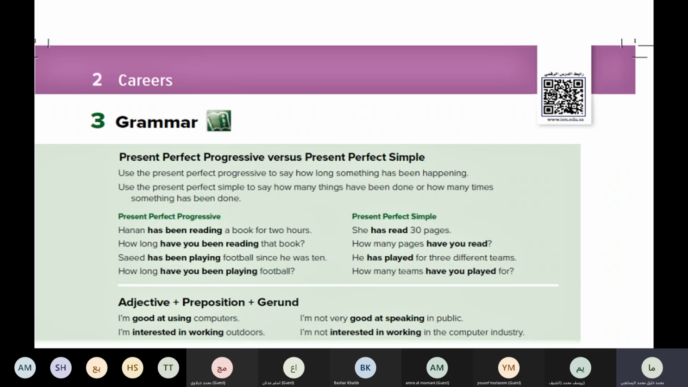I think it is clear. You know the difference between the present perfect progressive and the present perfect. With the present perfect progressive, we focus on time, showing the duration of time that something has been what? Happening.